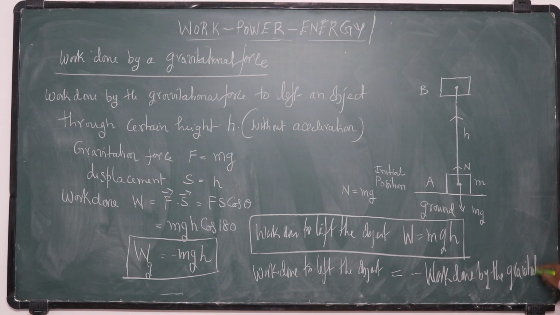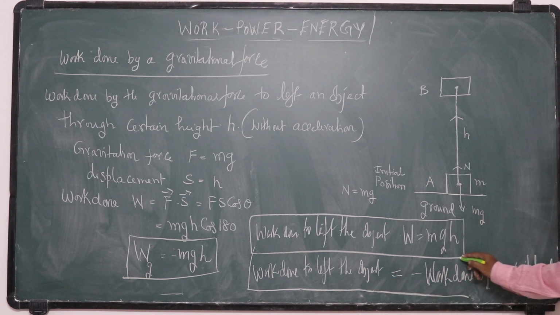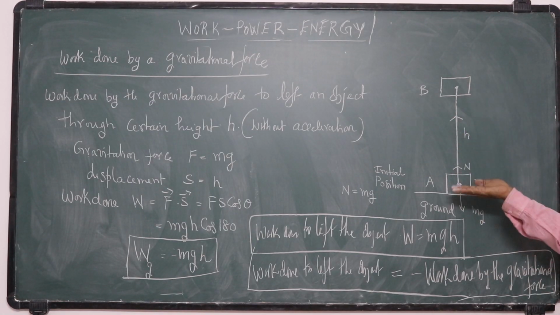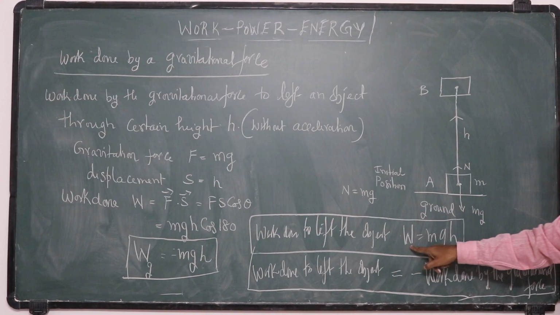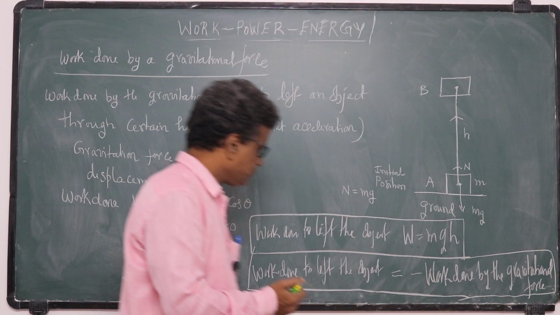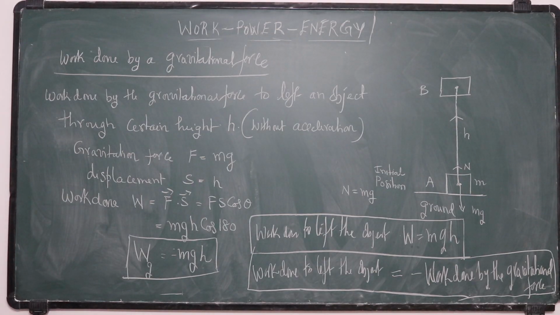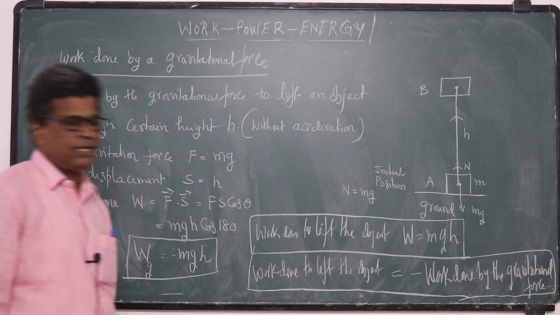Here is a very important point. Work done to lift the object is equal to minus of work done by the gravitational force, because the applied force is in the forward direction and displacement is also in the forward direction. So work done to lift the object is positive. Here gravity is doing negative work. This negative work done by the gravitational force is stored in the form of potential energy.